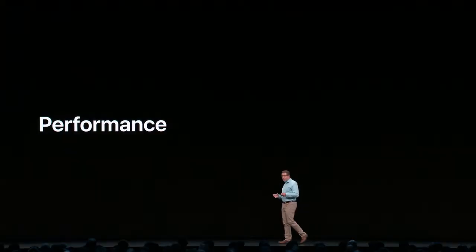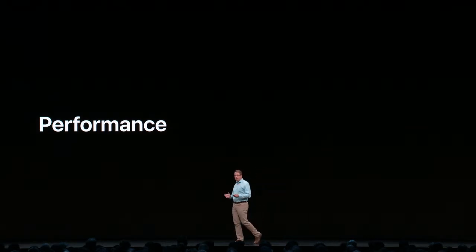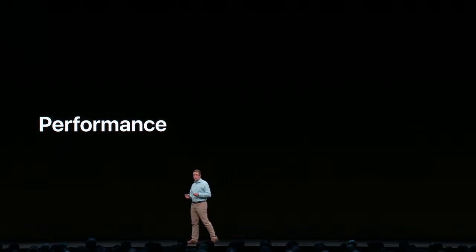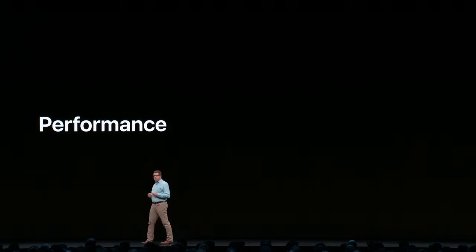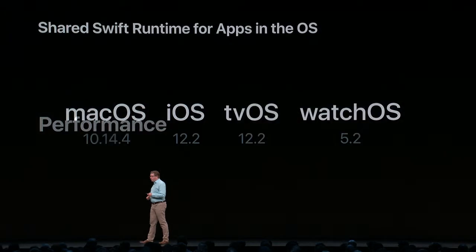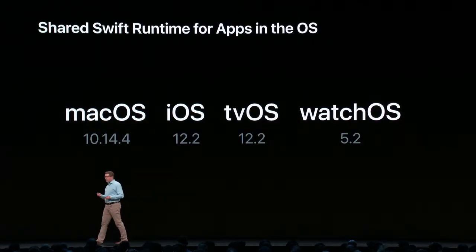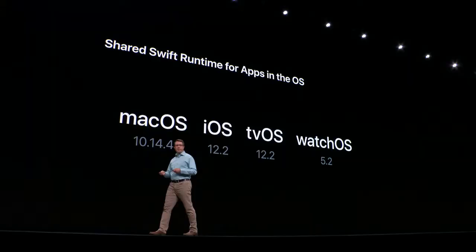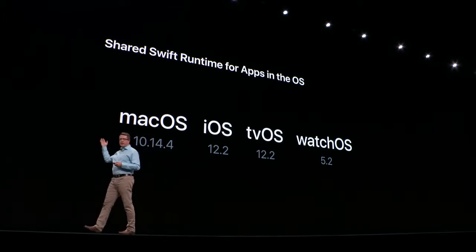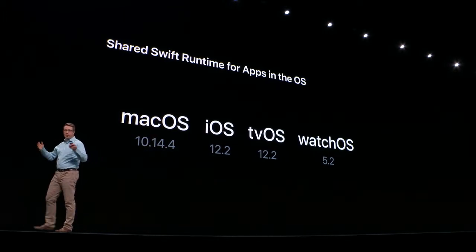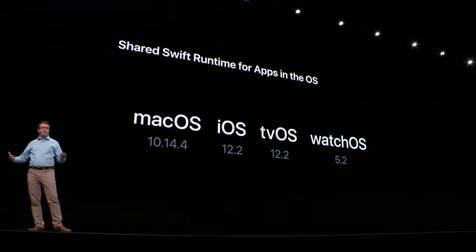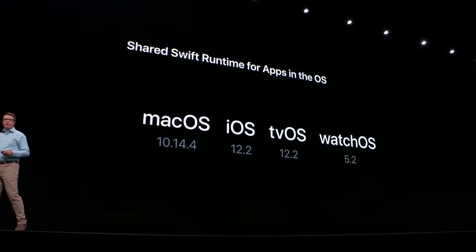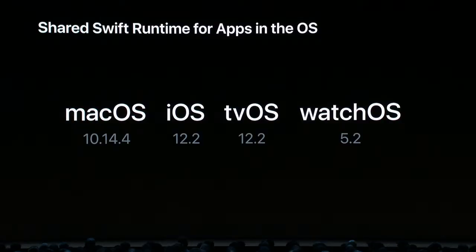So let's shift gears and talk about performance. Swift language was built to be a modern, safe, but very performant programming language. And there's some key performance benefits that came out of ABI stability. One of them comes down to having that shared Swift runtime for apps in the OS. And this came out in March. And so for macOS, iOS, tvOS, watchOS, and now iPadOS, as of these releases, there's a shared Swift runtime in the OS that third-party apps, first-party apps, everything in the system uses.